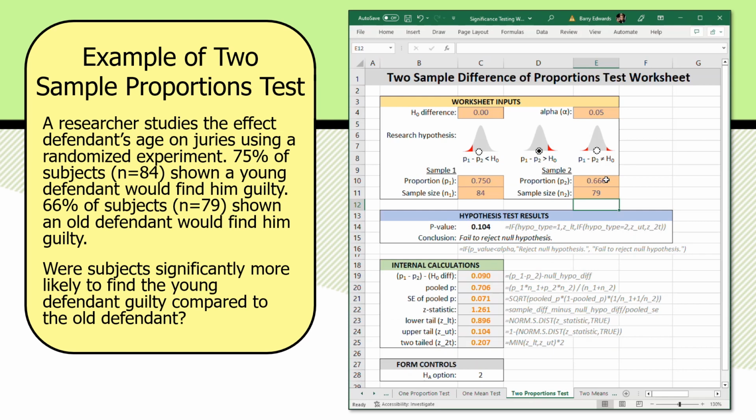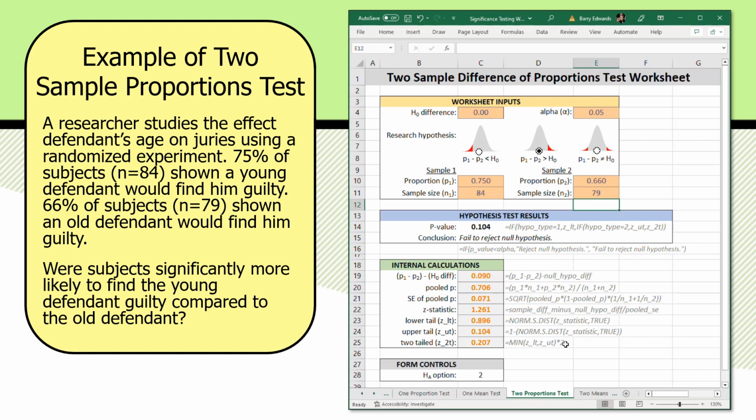Hypothesis test results. The p-value is 0.104. We failed to reject the null hypothesis. The probability of observing this 9 percentage point, or 0.09 proportion, difference if the null hypothesis is true is 0.104. So even though more subjects found the young defendant guilty than the old defendant, and it was a positive value, that positive value could arise by chance fairly frequently, and so we would fail to reject the null hypothesis. There may be some indication that it's true.